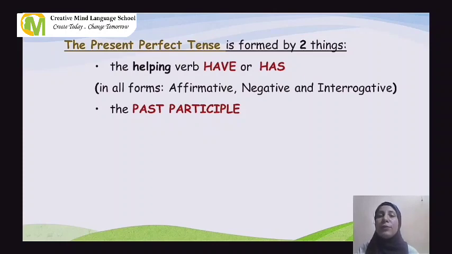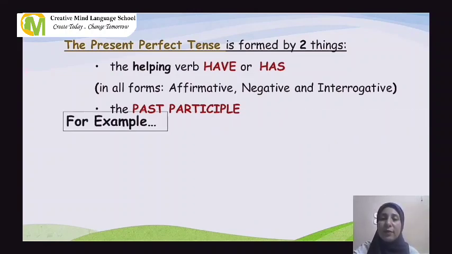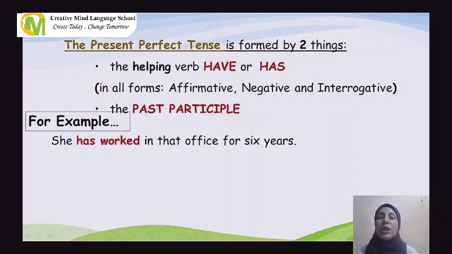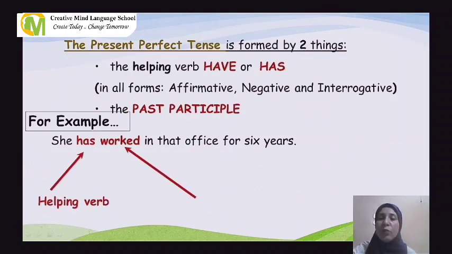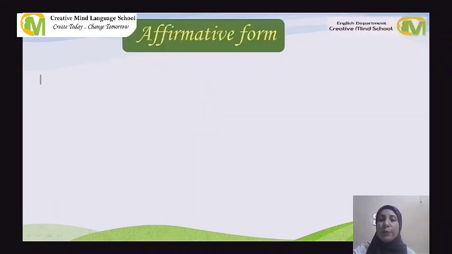It is the third form of the verb, and you will find a list of the past participle in your booklet. You should study it well. For example, she has worked in that office for 6 years. Here, has is the helping verb and worked is the past participle, the affirmative form.